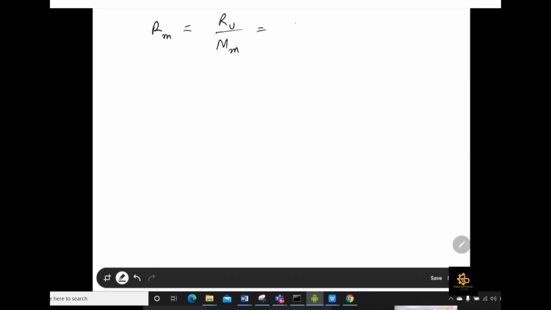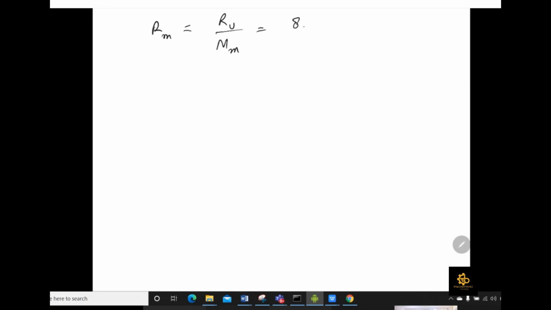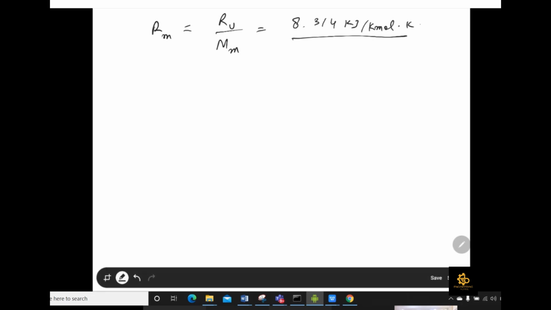Okay, so now the last thing which we have to find is the gas constant of the mixture. You already know that we denote it with Rm, which is equal to Ru, the universal gas constant, over the molar mass of the mixture. The universal gas constant you can easily find from table A1, 8.314 kilojoule per kilomole per kelvin. And the molar mass of the mixture you have already found in the previous step, which is 34.4.